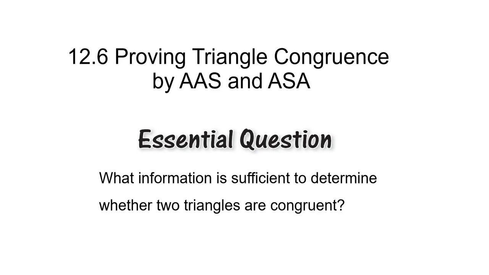In this lesson, we're going to be looking at how we can prove triangle congruence using two new theorems. And those new theorems are angle-angle-side and angle-side-angle. We're continuing to answer that question, how much information do we need, and do we have enough information to prove that two triangles are congruent?